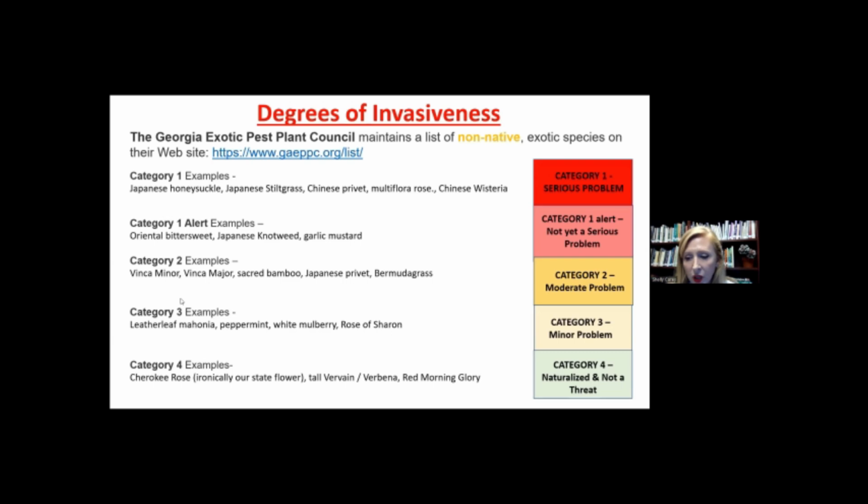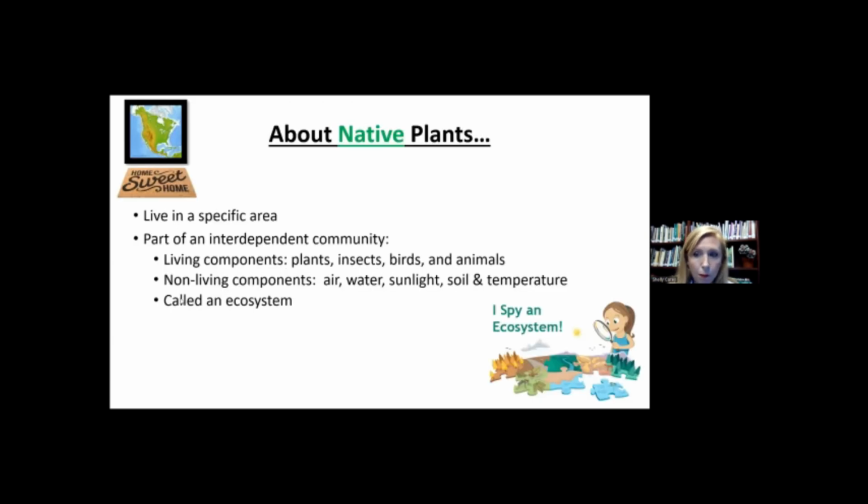So we know how invasive plants are bullies, and we know non-native plants aren't really that great, but why is it that native plants are best? Let's talk about that. So as you can see here on the top left, we are rolling out the welcome mat for native plants. We welcome them, we encourage them here in North America, and let's talk a little bit more about their characteristics. So native plants live in a specific area or native region and are part of an interdependent community known as an ecosystem.